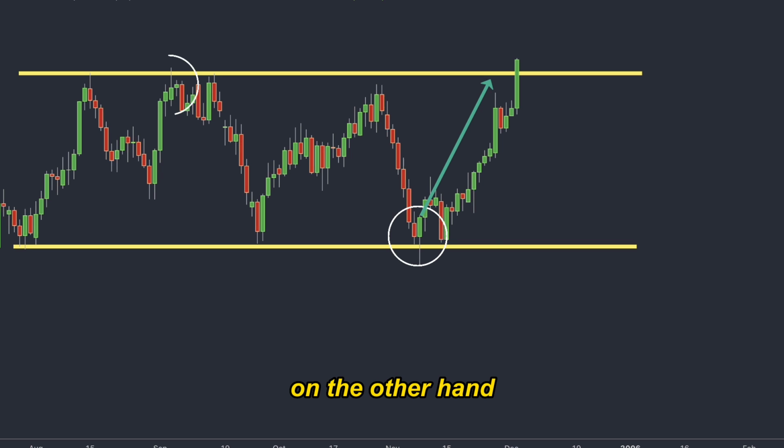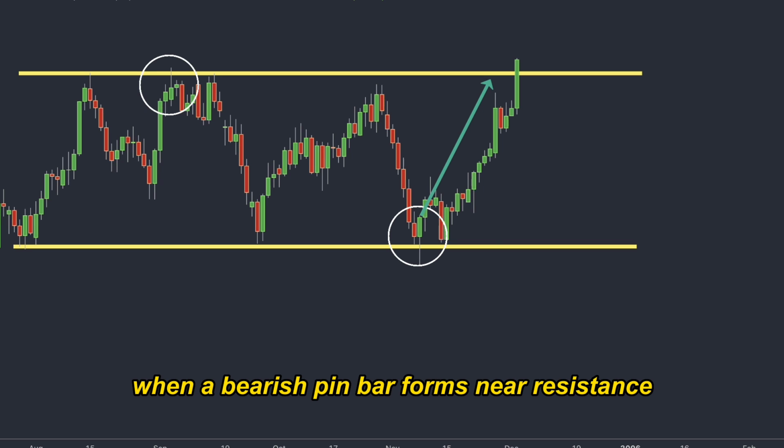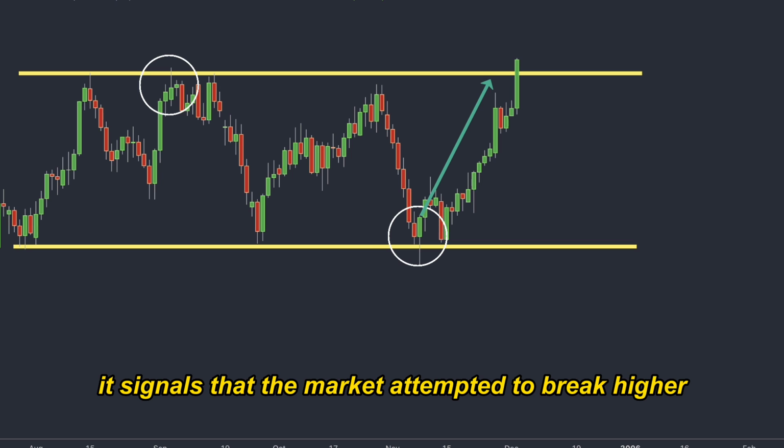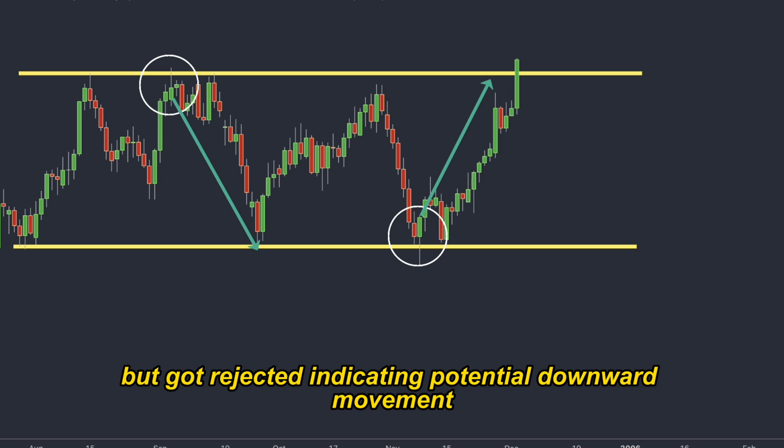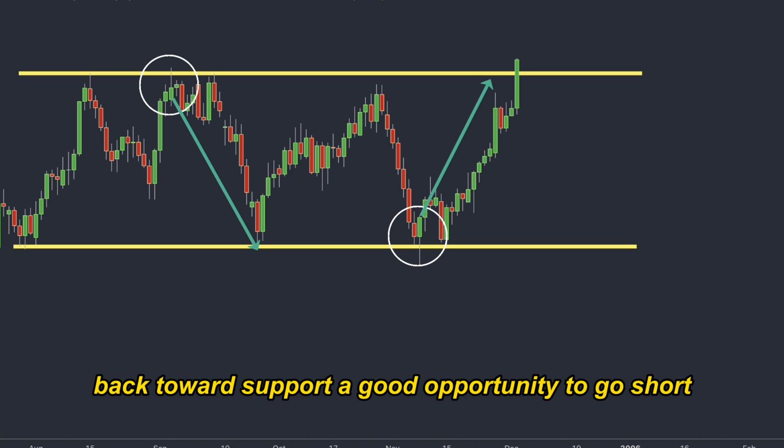On the other hand, when a bearish pin bar forms near resistance, it signals that the market attempted to break higher but got rejected, indicating potential downward movement back toward support, a good opportunity to go short.